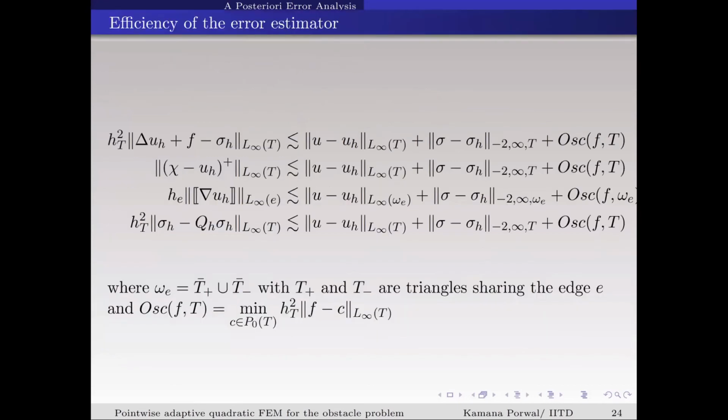And next we have proved that each of these estimator terms is locally efficient. That is, they can be controlled by the local error. The proof of these estimates uses the standard bubble function techniques. Hence, I'm skipping the details here.